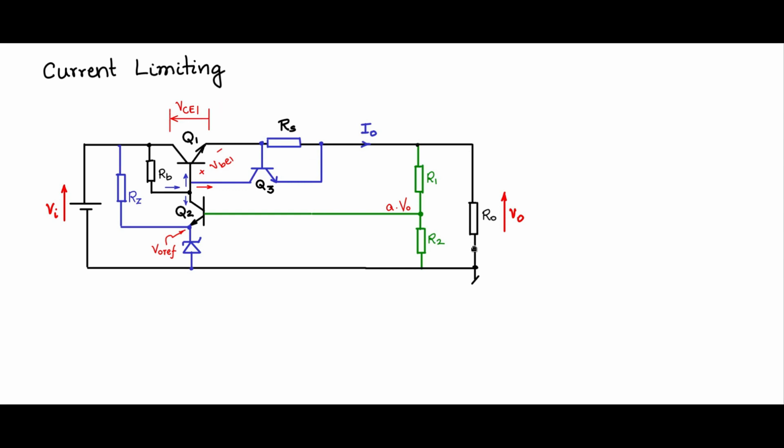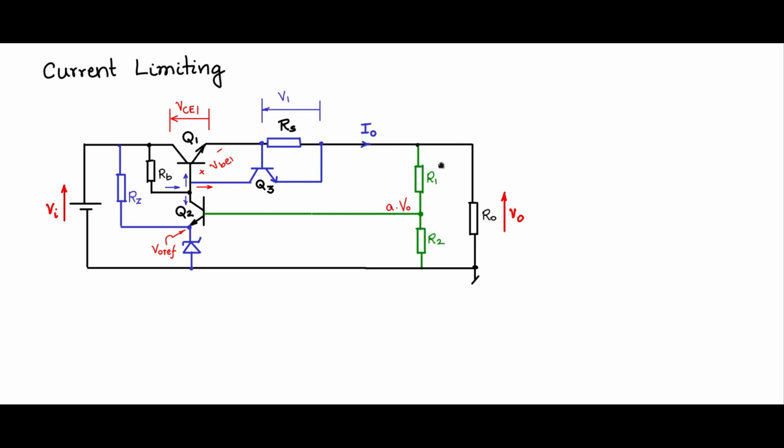Imagine a condition where you short circuited the output. When you short circuit the output, the voltage here is 0, a large current is expected to flow, but the I0 into RS drop will drive this into saturation and take away all the current, the IRB current into this, and Q1 will be in the off state and withstand all of VI. So this is the constant current limiting.